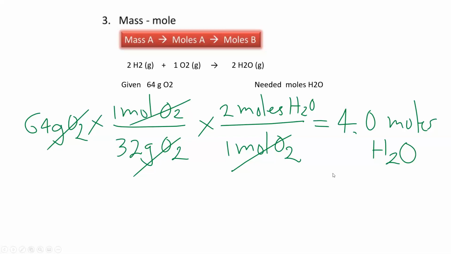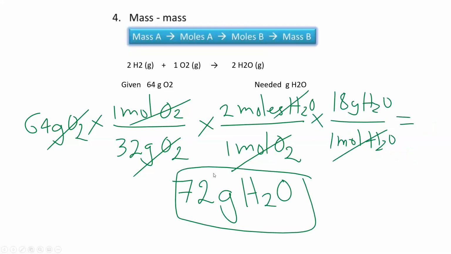And using the coefficient in the chemical equation, you can go from moles of oxygen to moles of water. You cancel grams with grams, moles with moles, and you get what you're asked for, moles of water. Then in this case, you multiply and you divide and you get your answer, 4.0 moles of water. 2 significant figures in the given number, 2 significant figures in the answer.